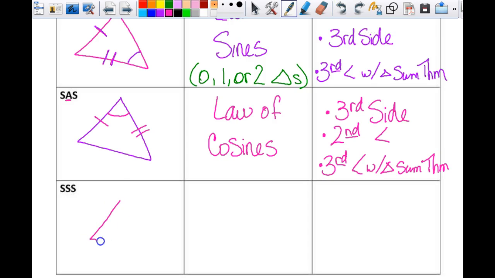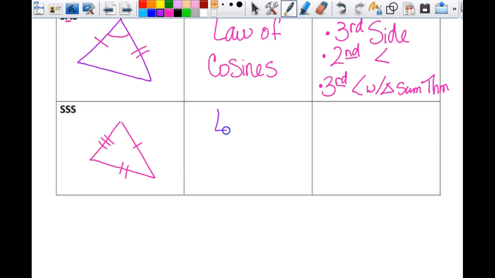So side-side-side. That one's pretty obvious, right? All 3 sides. Is that law of sines or law of cosines? Cosines. So this is law of cosines again. And we use that to find what? All the angles, right? Which angle should you try and find first? Largest, okay? So find the largest angle first.